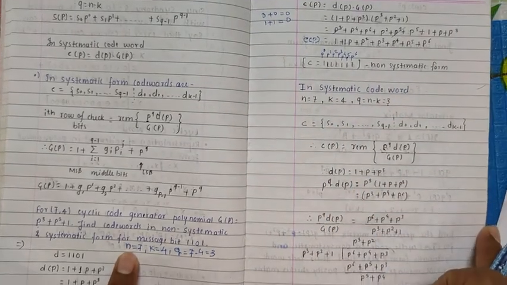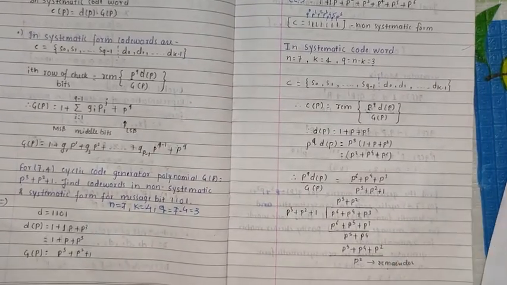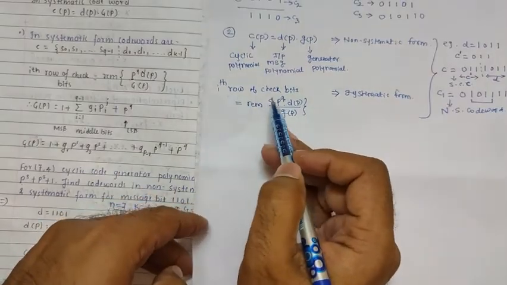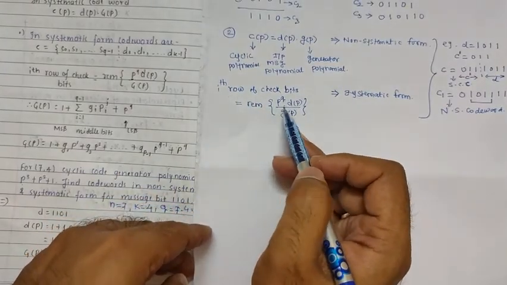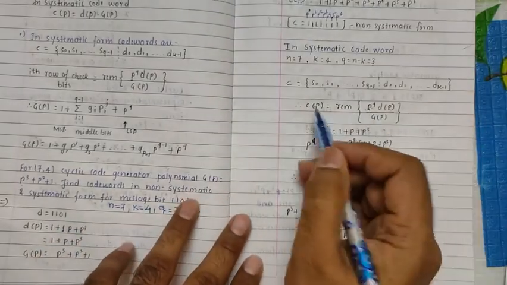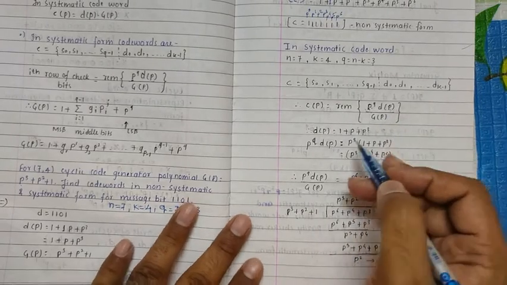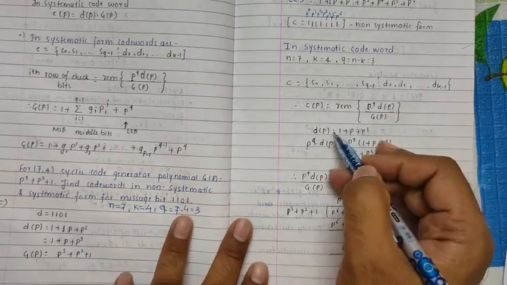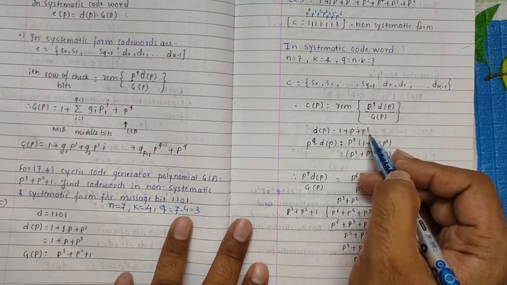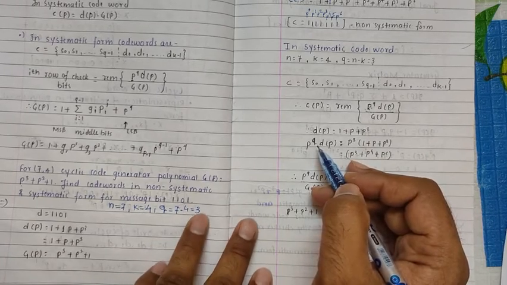Now let us see how we are getting the code word in the systematic form. For that purpose we have to use the equation: the ith row of check bit polynomial is the remainder of p raised to the power q d(p) upon g(p). So the same equation I have written here, c of p is equal to the remainder of p^q d(p) upon g(p). Now d(p) is already known to us. Now we can multiply this d(p), 1 plus p cube, with p raised to the power q, where q is already known to us, which is 3.